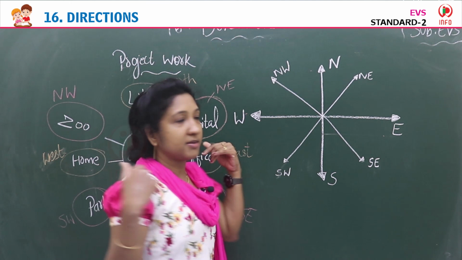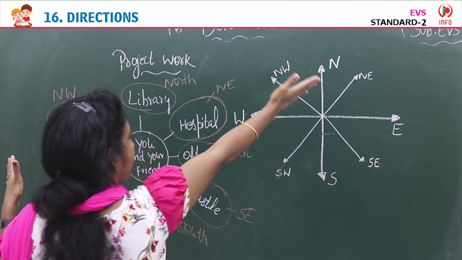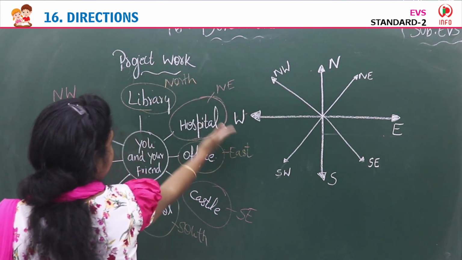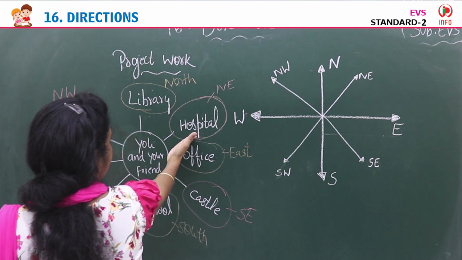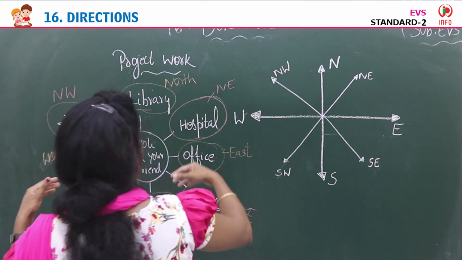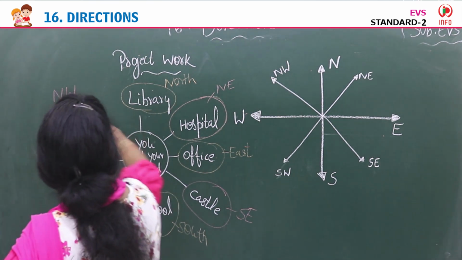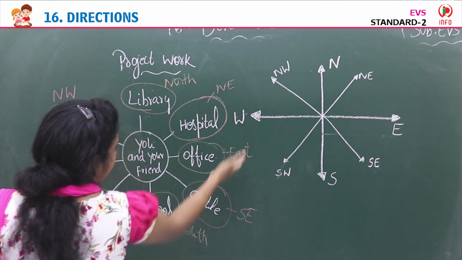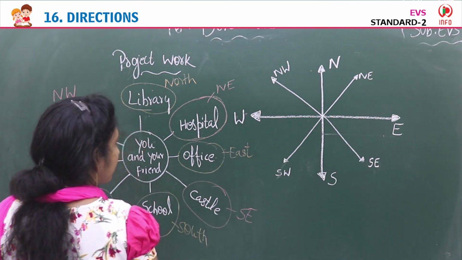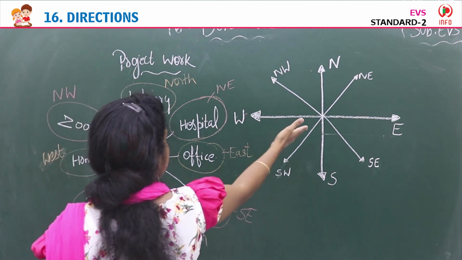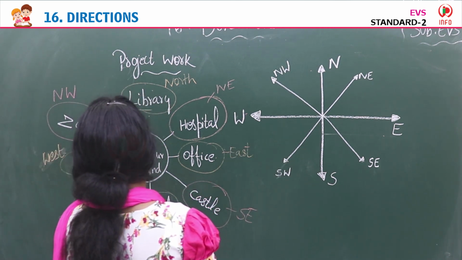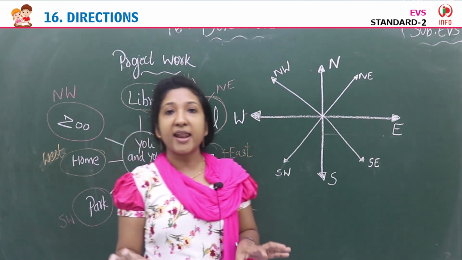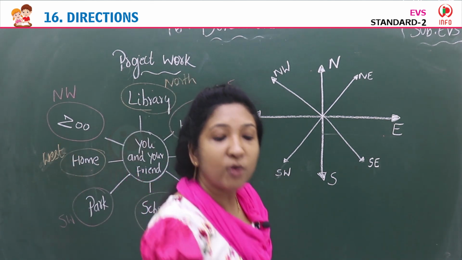Now sub directions. Halfway between north and east is northeast. So northeast, between north and east. Northeast, you can see hospital. Then halfway between north and west is northwest. North and west, here you can see zoo. Then halfway between south and east, you can see castle, the palace. The halfway between south and west, southwest, it is southwest, you can see park. This is the way to find the direction of these places. I think now you understood.